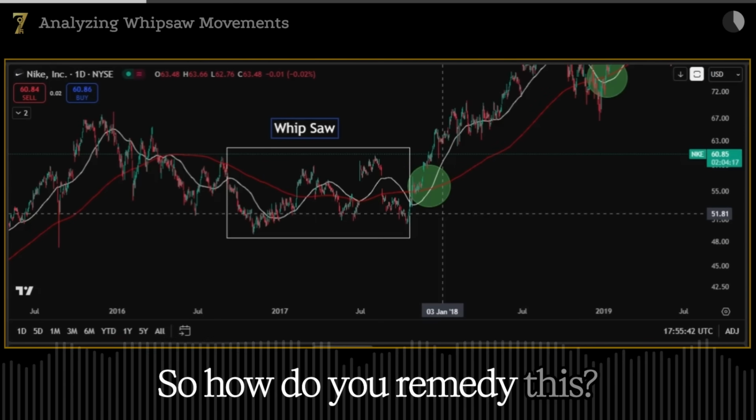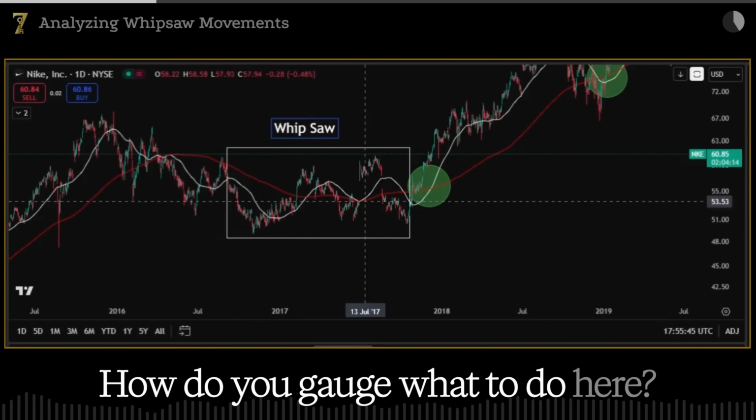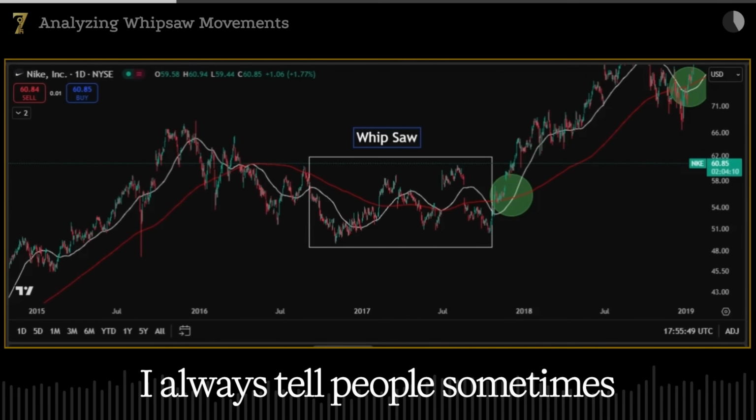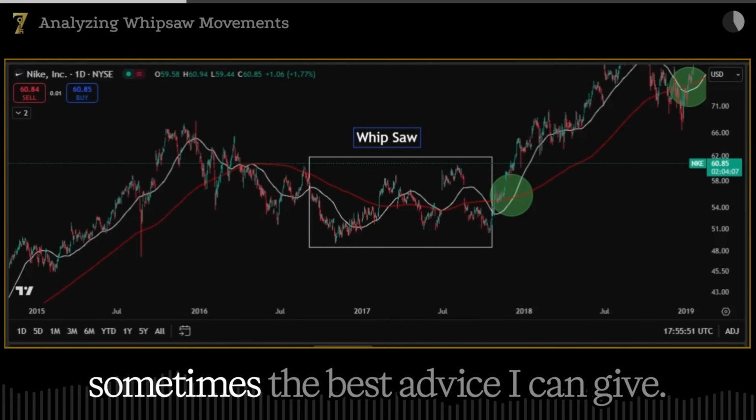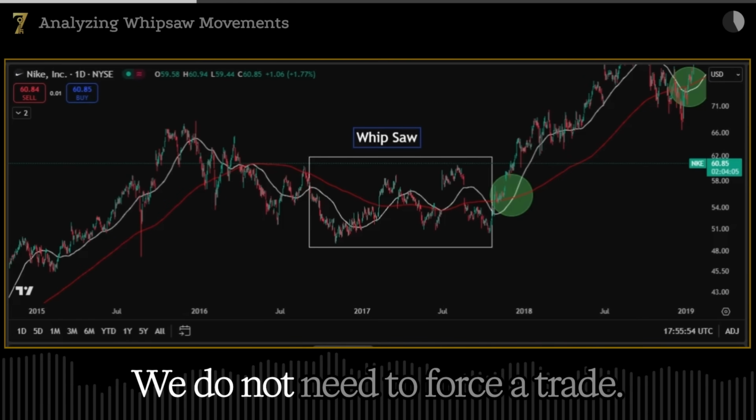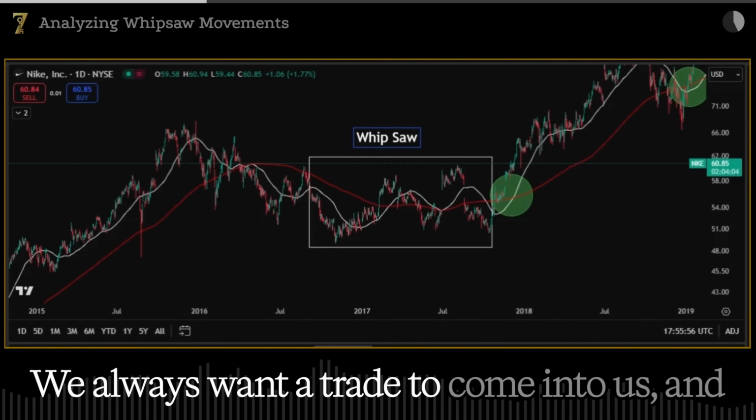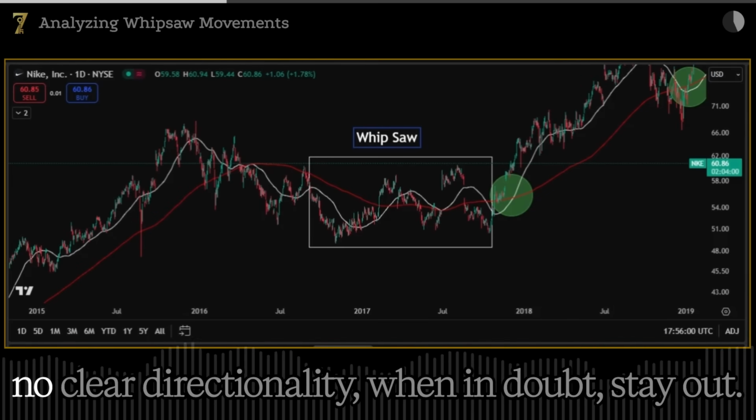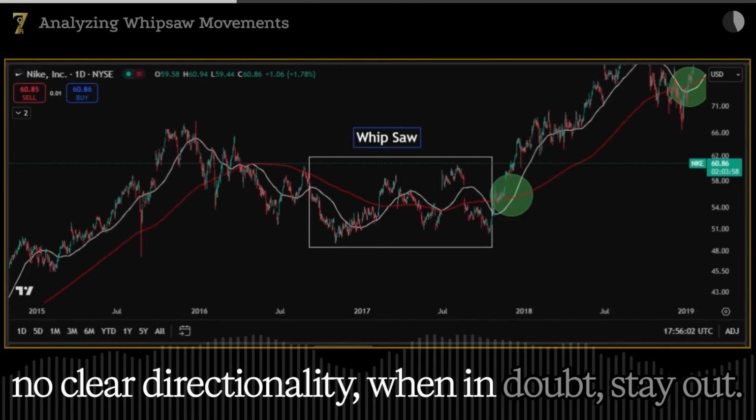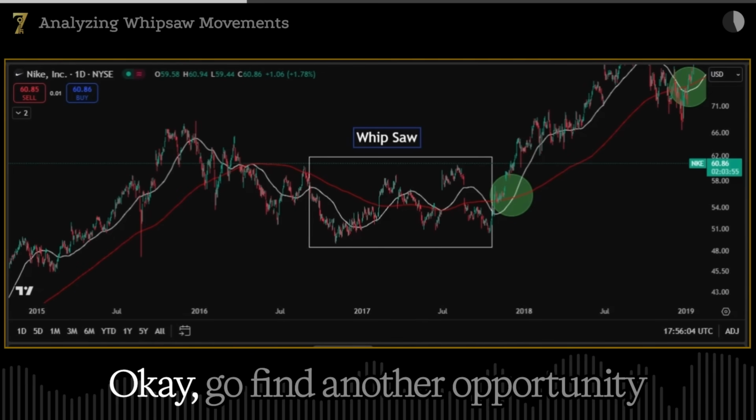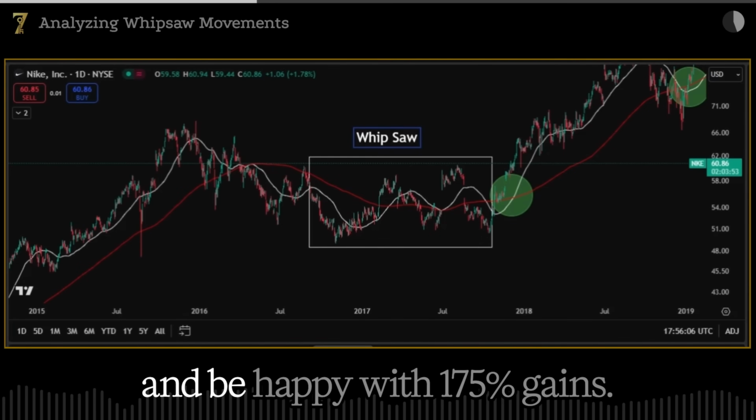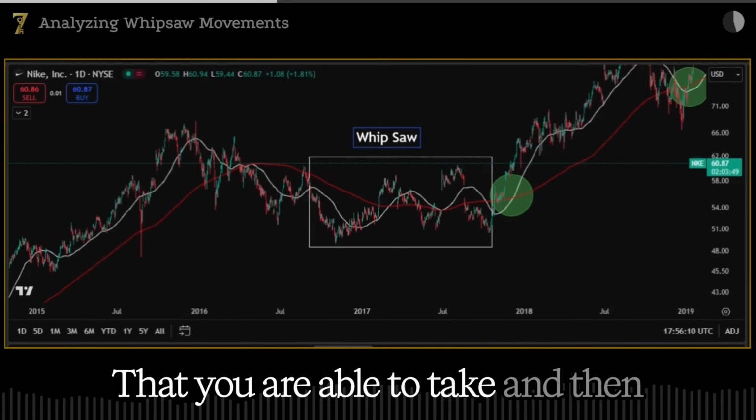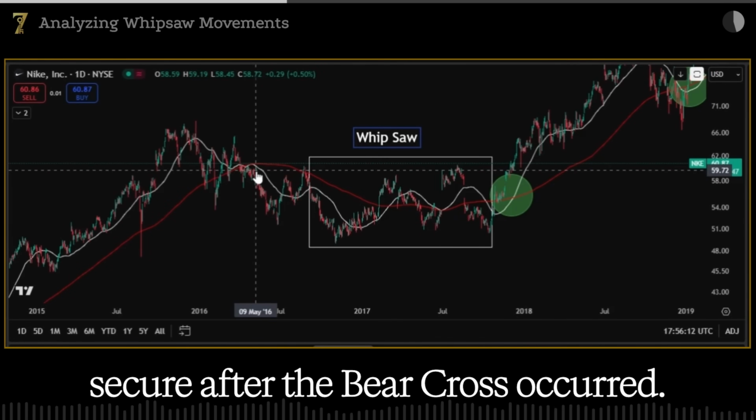So how do you remedy this? How do you gauge what to do here? First and foremost, I always tell people, sometimes no trade is a trade, and that's sometimes the best advice I can give. We do not need to force a trade. We always want a trade to come into us. And when we see a lot of whipsaw action and there's no clear directionality, when in doubt, stay out. Okay, go find another opportunity and be happy with 175% gains that you were able to take and then secure after the bear cross occurred.